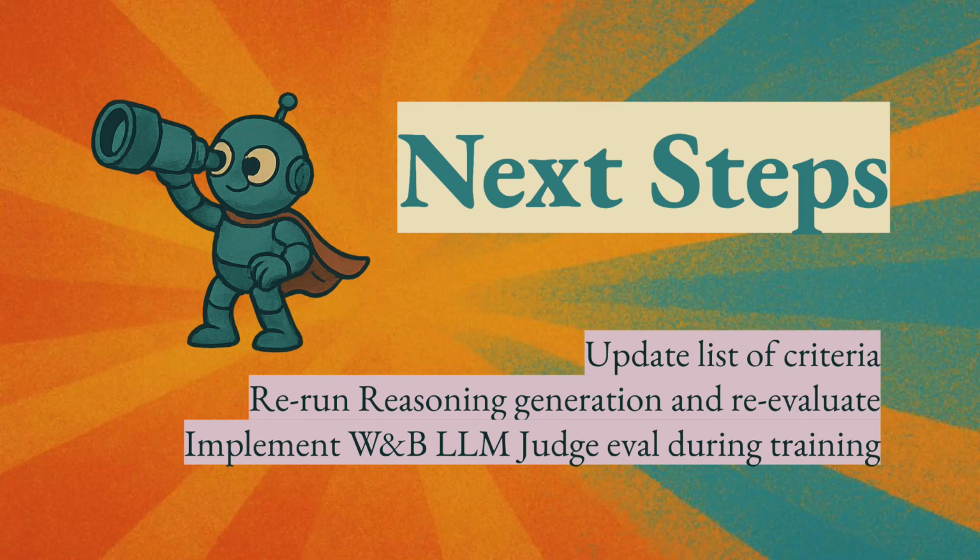So my next steps, there's three things. I'm going to update the list of criteria. I'm going to rerun the reasoning generation and reevaluate that, and I'll talk about that in a second. And then the big one, which I'm really excited about, which is implementing a Weights and Biases LLM Judge eval. I guess it's a callback in this case. I'm not really sure what it's going to look like during training.